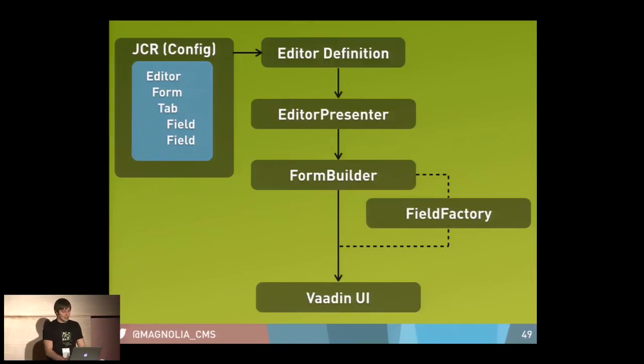The diagram you see explains in brief how it happens for the case of the form editor. First of all, we have the nodes declared in the JCR config workspace, and they have a hierarchical structure. Then we map this small fragment of the tree to a definition object, which is later consumed by the presenter in the MVP pattern, which passes it on to a chain of factories and builders, and eventually the Vaadin UI is generated on top of it.